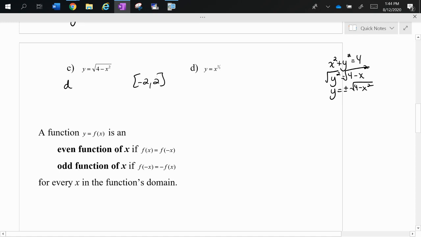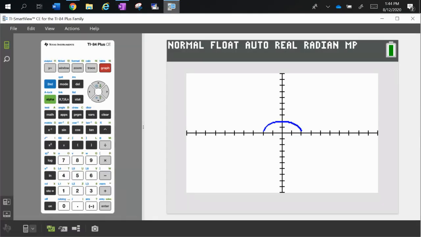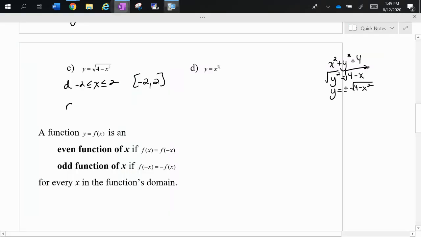So in set notation, we would want to use a compound inequality and say x has to be greater than or equal to negative 2 and less than or equal to 2. That would be an and compound inequality. And for the range, let's look back at the graph. We would say 0 to 2. So y greater than or equal to 0, less than or equal to 2. And my interval would be from 0 to 2, including both endpoints. So once again, it is a closed interval.